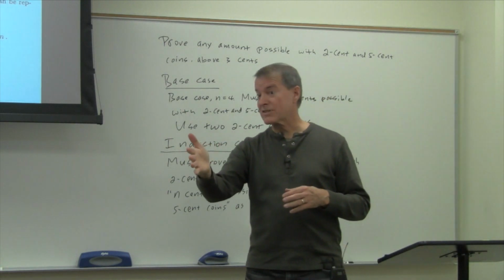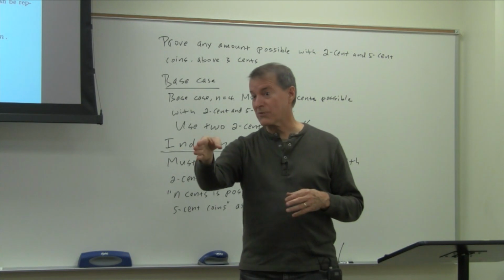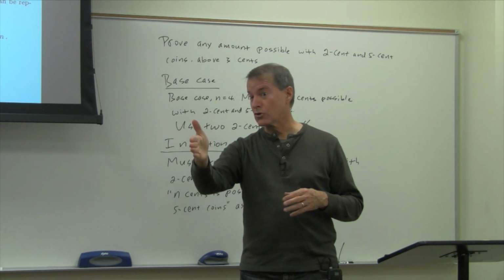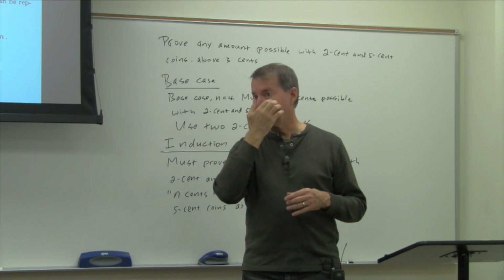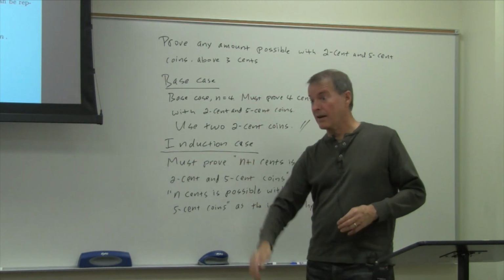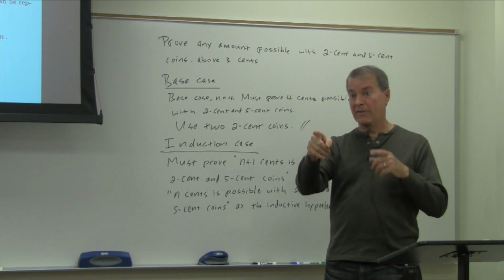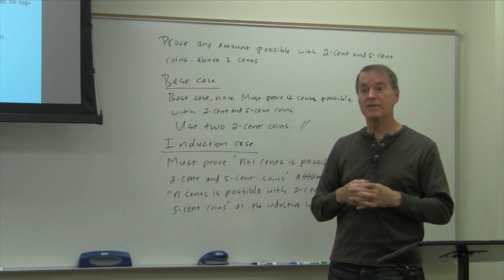But that only works if you have what? At least 4. That only works if you have more than 3. If you already have 2 2s and a 5. That's a good observation. It means you have to have at least 4, right? Right.